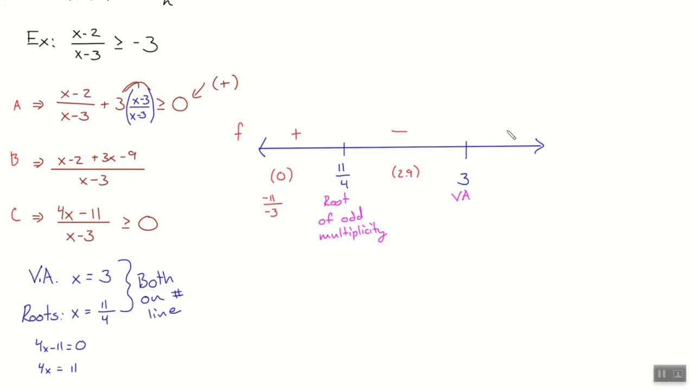Pick something obnoxiously in this interval. I'm going to be more obnoxious. 10. Now, you could pick 4, 5, 6, doesn't matter. But if we pick a 10, 40 minus 11 is a positive, and 10 minus 3 is a positive, and a positive over a positive is? So it was positive.